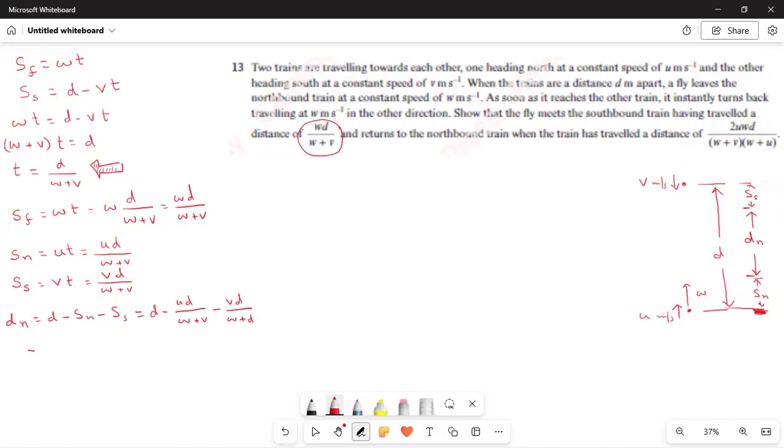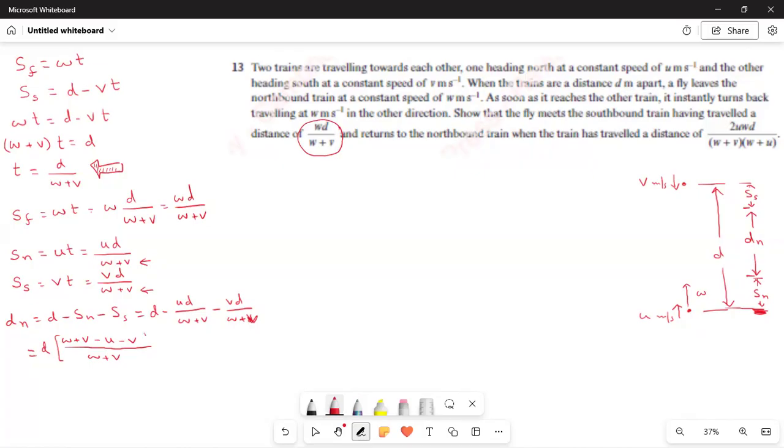Let me simplify this equation. If I take d as common outside, and the common denominator would be w plus v, here I will have w plus v minus u minus v. Let me make sure I'm doing it right.